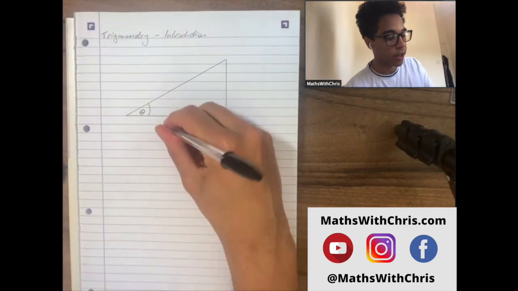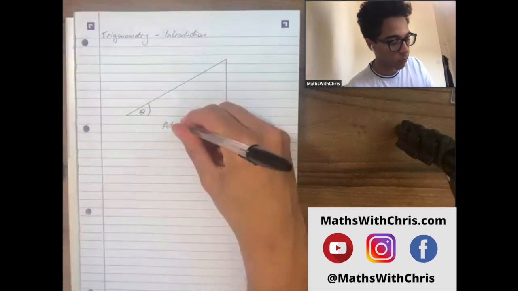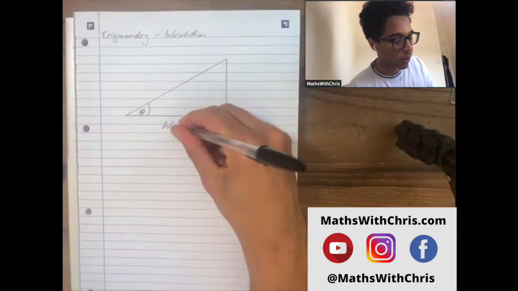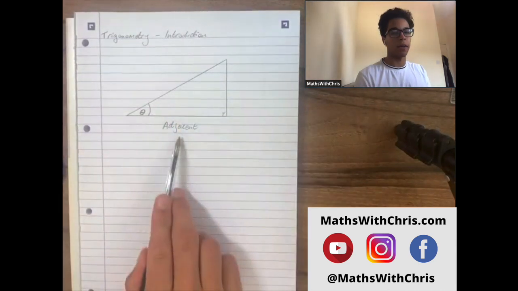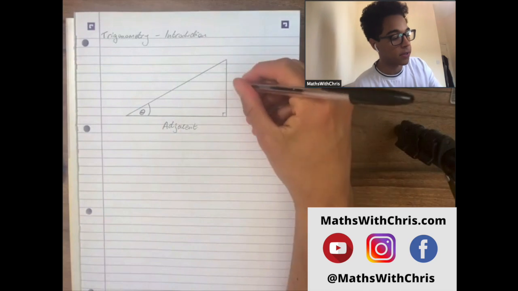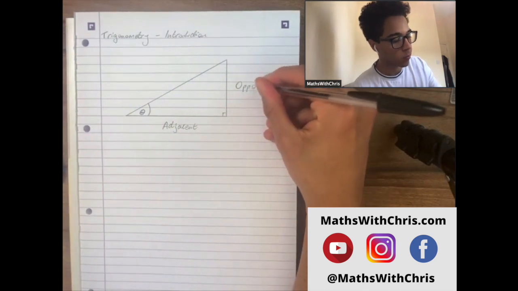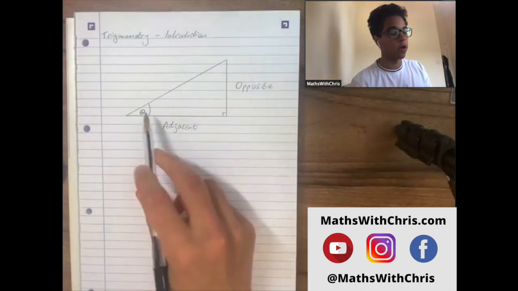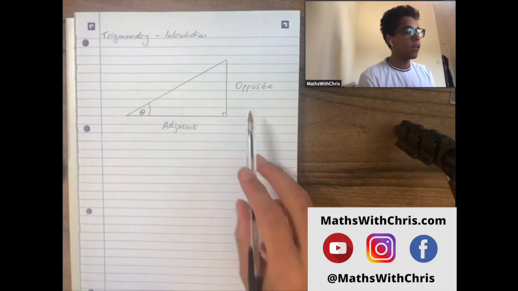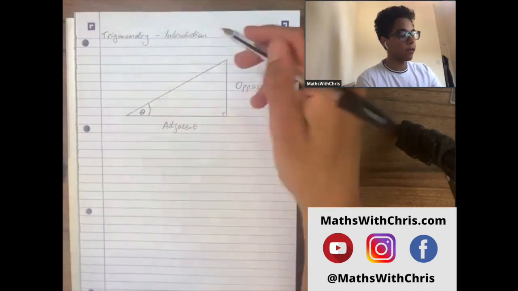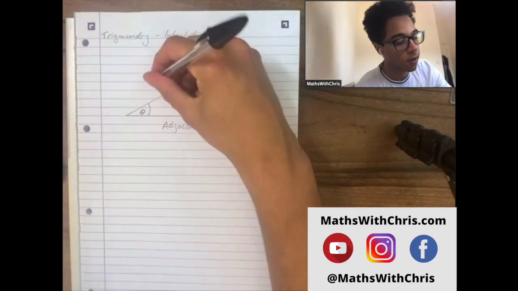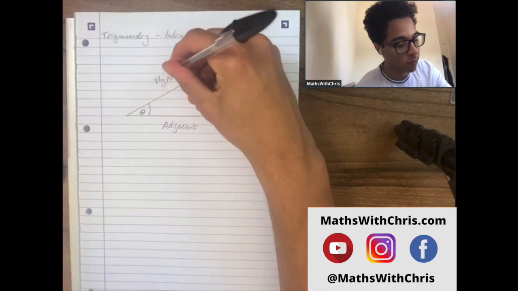We've got the adjacent side. Adjacent means next to, so it's next to the angle. We've got the opposite side, which is opposite the angle, so away from it. And then the longest length, opposite the right angle, is the hypotenuse.